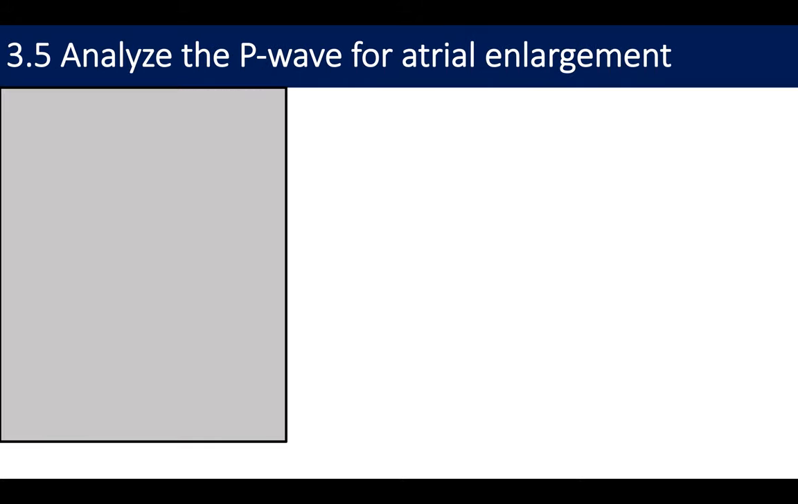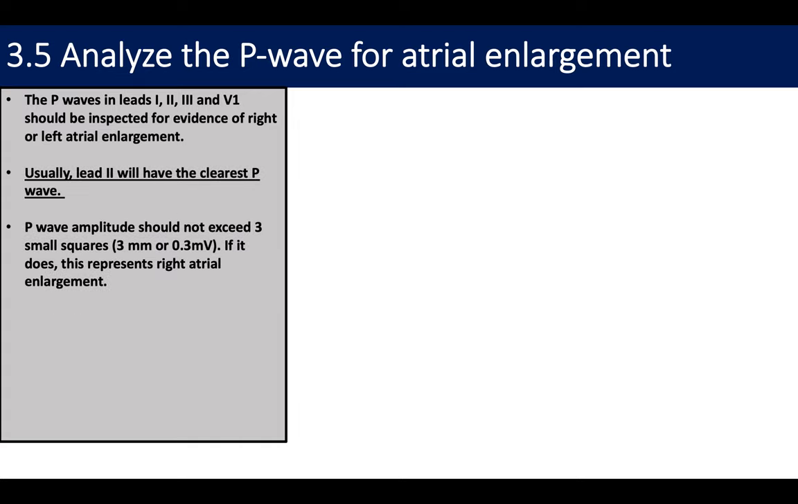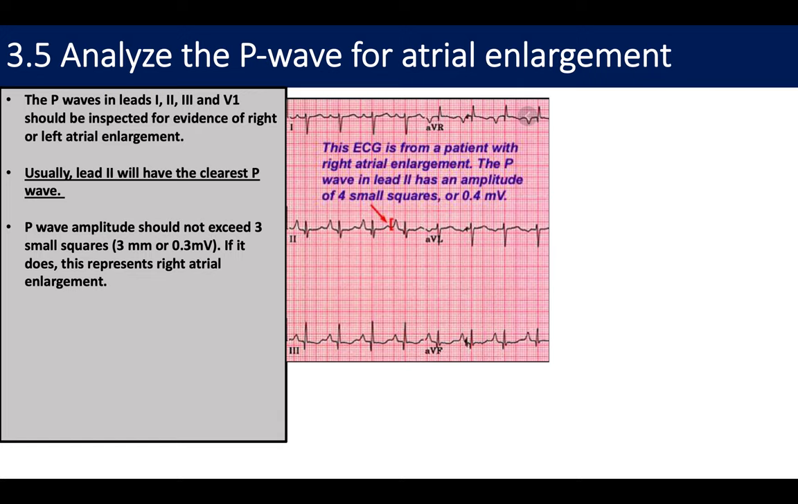Now analyze the P wave for enlargement. We've seen the P wave and checked whether it's sinus rhythm. Next, look if the P wave is enlarged or not. Usually the P waves in leads 1, 2, 3 should be inspected for evidence of right or left atrial enlargement. Lead 2 will usually have the clearest P wave. The y-axis represents amplitude, and if there's more than 3 small squares, here in this case there's 4, this clearly means that this patient has a right atrial enlargement.